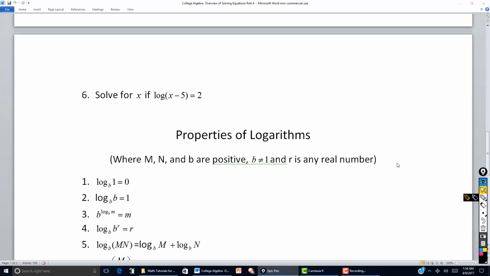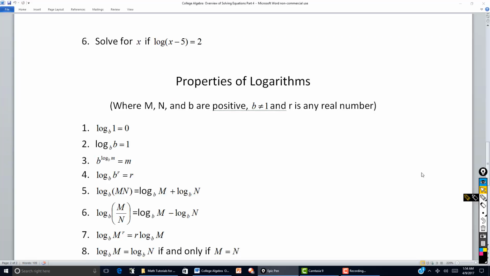We need these properties. In these statements, it's understood that wherever you see an m or an n or a b, those are positive numbers. Understood to be positive numbers. The base, like before, cannot equal 1. It has to be positive, not equal to 1. r, where it appears, will be a real number.